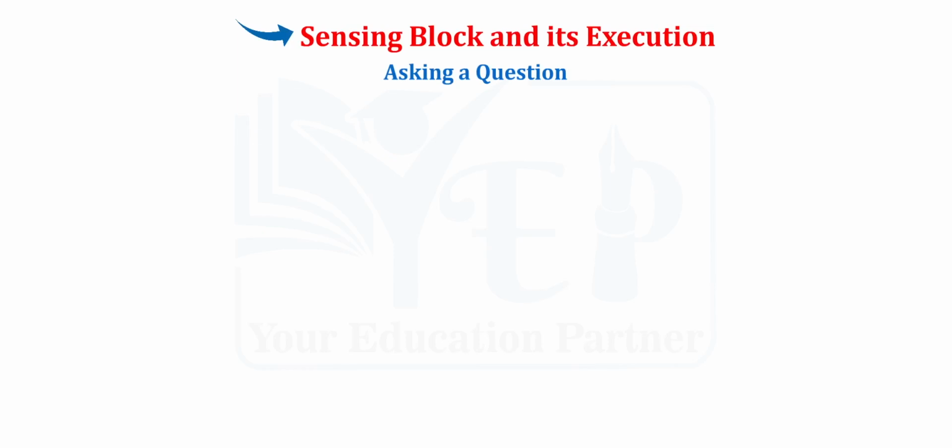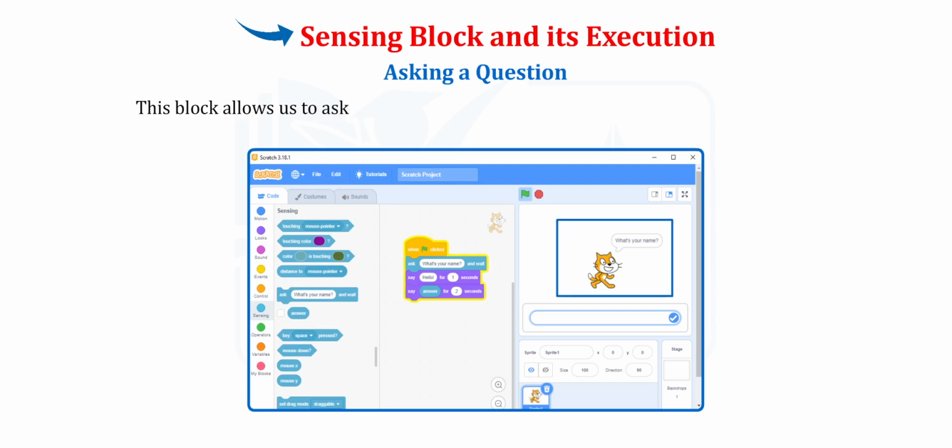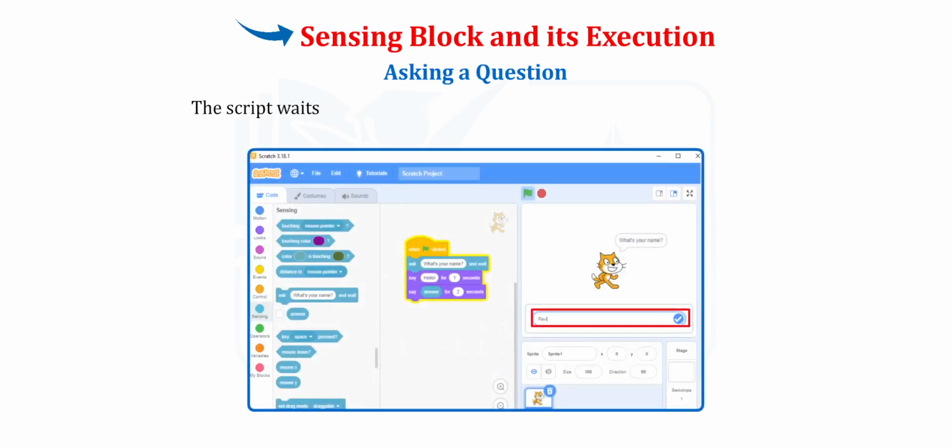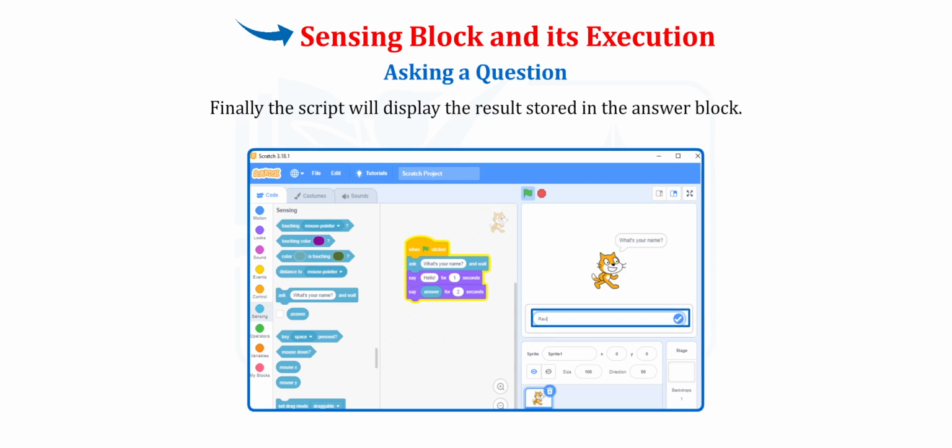Asking a question. This block allows us to ask a question and stores keyboard input in the answer block. The question appears in a voice balloon on the screen. The script waits as the user types a response and presses the enter key. Finally, the script will display the result stored in the answer block.